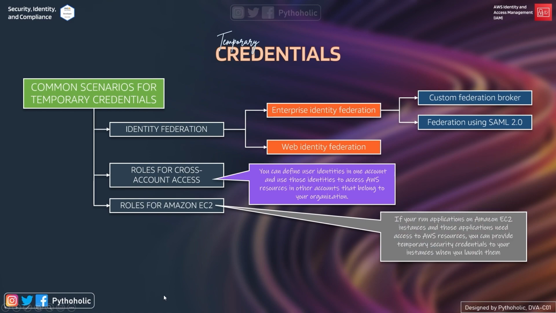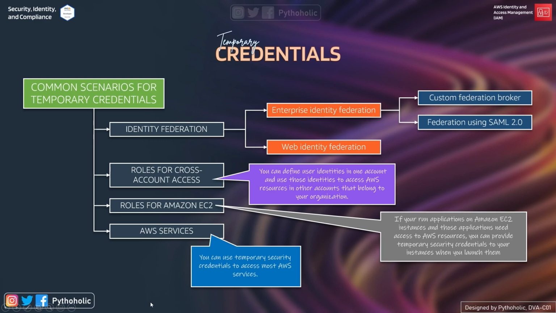Next is roles for Amazon EC2. This can help you in the use case if you run your application on Amazon EC2 instances and those instances need access to AWS resources. You can provide temporary security credentials to your instances when you launch them. And this also can be done by creating roles.